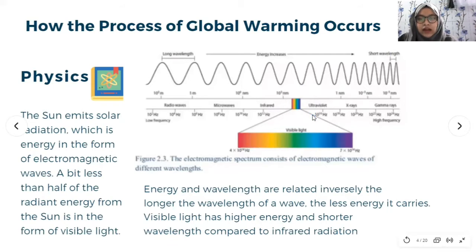Energy and wavelength are related inversely. The longer the wavelength of a wave, the less energy it carries. Visible light has higher energy and shorter wavelength compared to infrared radiation.